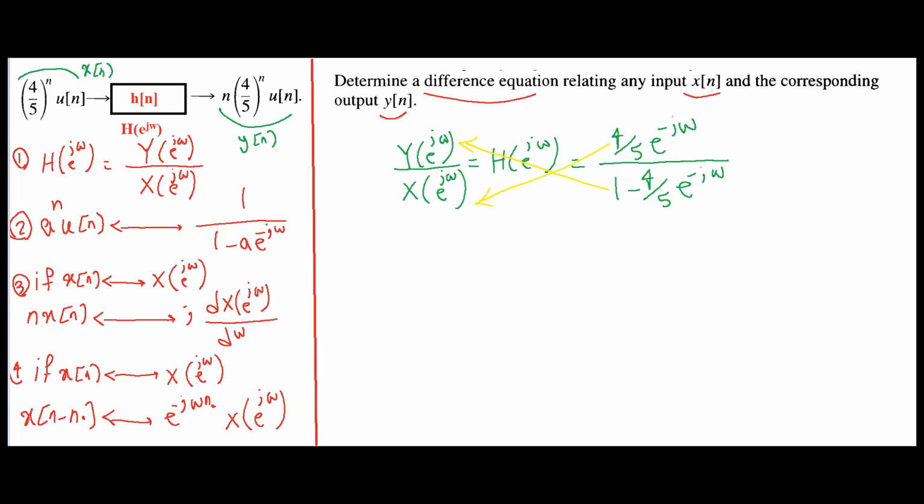So we multiply both sides to remove the fraction. After rearranging, we obtain an equation in the frequency domain that relates Y(e^{j omega}) and X(e^{j omega}).